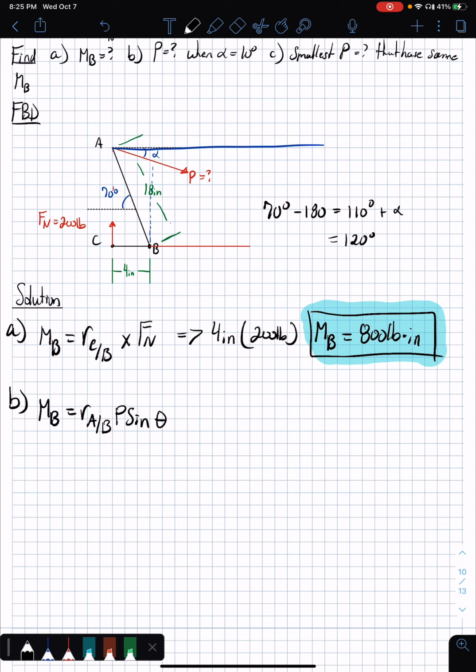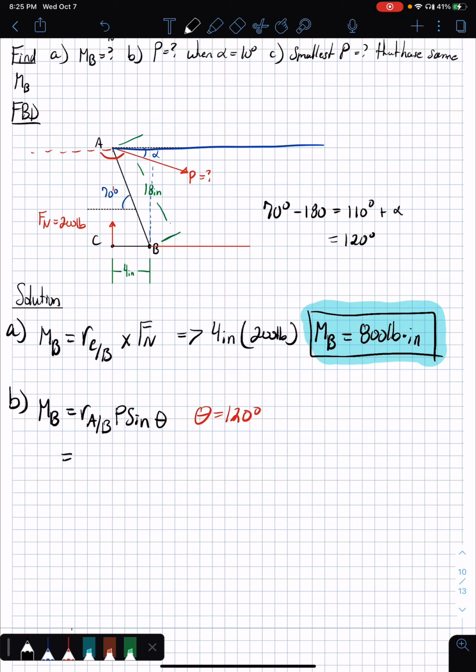So all we do is take 70 degrees, subtract it from 180 degrees, and you're going to get 110. Add your alpha, because they gave us alpha as 10 degrees, and we're going to get 120 degrees from the horizontal as our angle. Again, this is not drawn to scale, so it might look like it's larger, but mathematically this is how it's going to come out. That being said, we have our theta as 120 degrees.